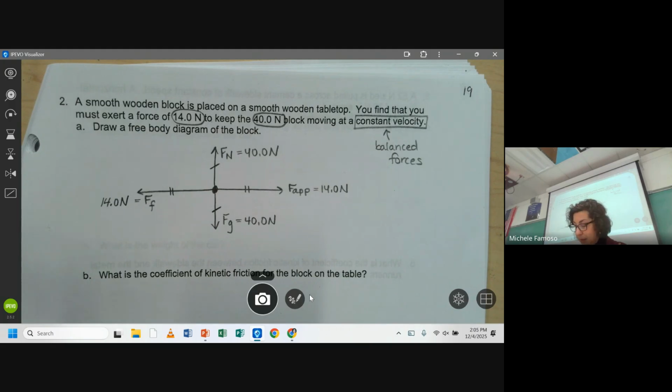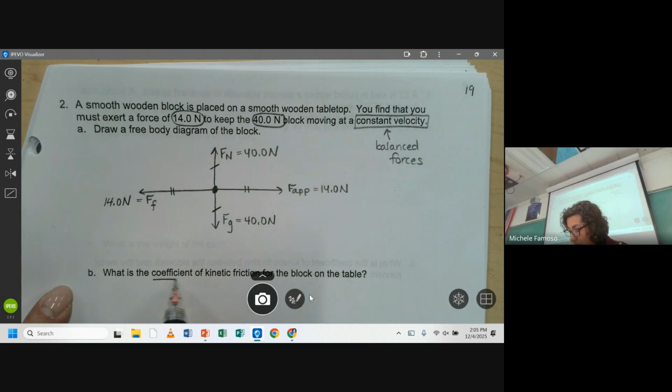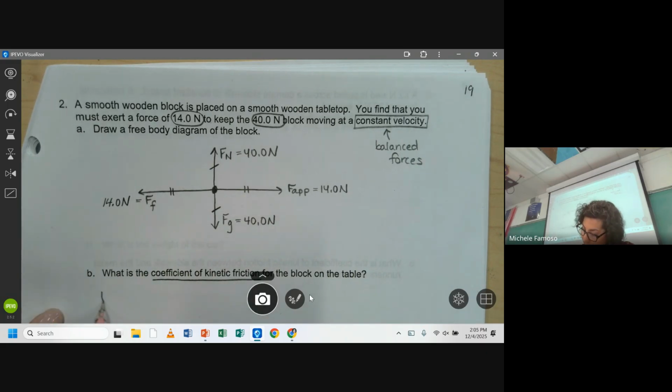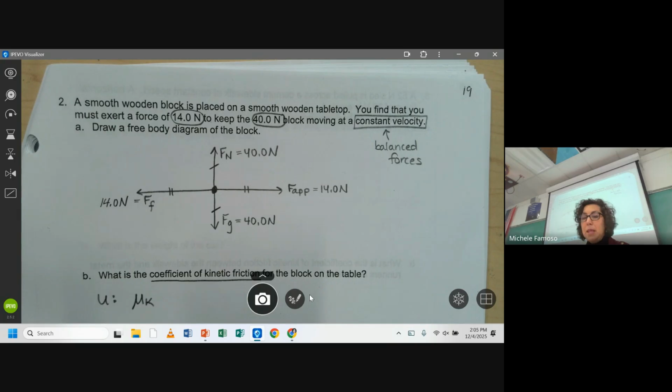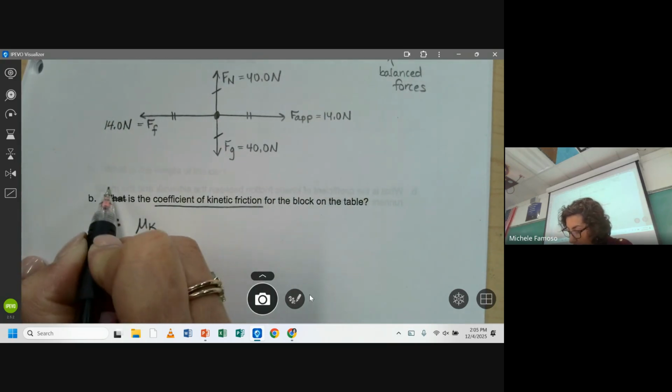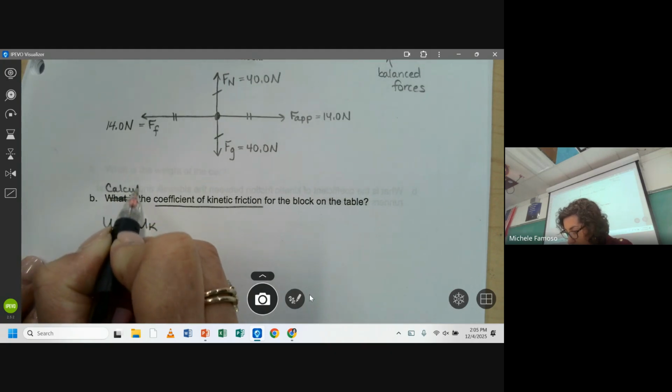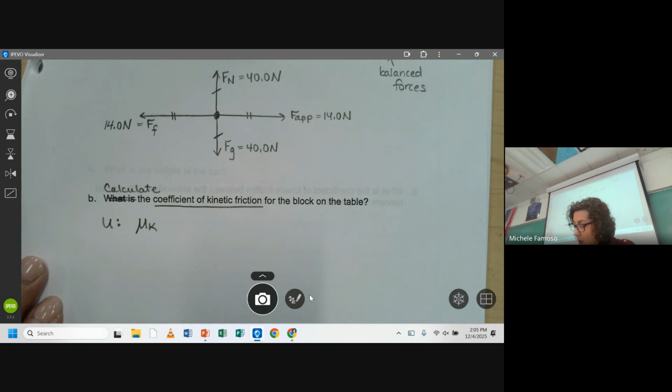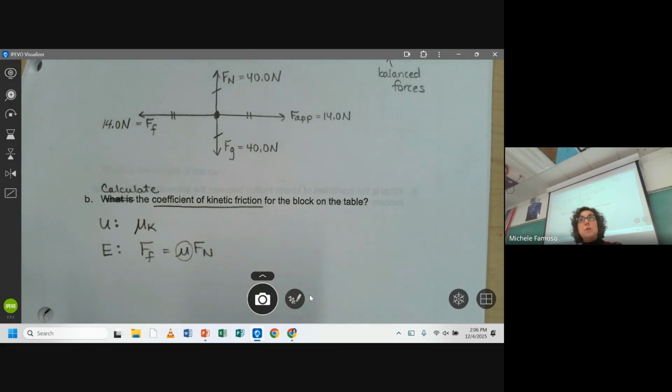By putting those Newton values on this picture, you have your givens already for part B. You don't have to relist them. Part B says, what is the coefficient of kinetic friction? That means I am asking you to find the mu K. Now, we're going to calculate instead of what is, calculate. We only have one equation that involves mu. What is that equation that involves mu? That's right. And what we'll do tomorrow is we'll move it around and solve it for mu after we go over the homework and take our quiz.